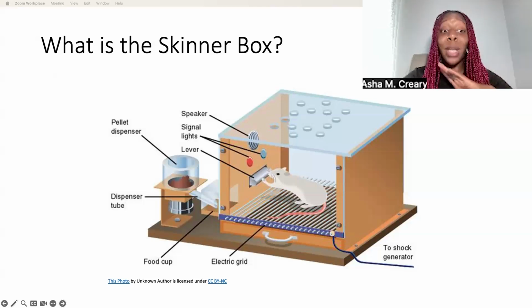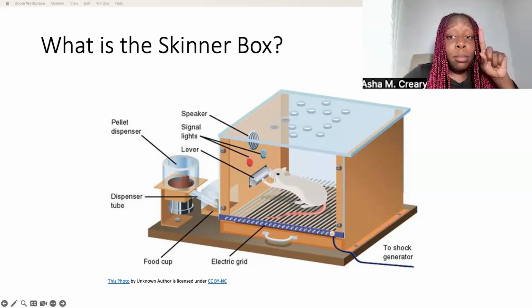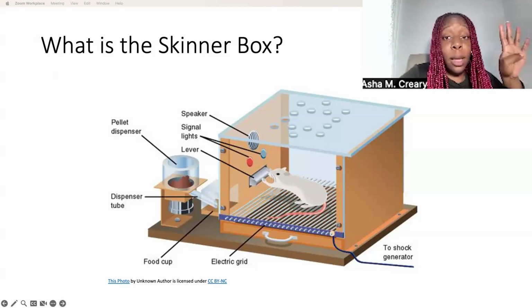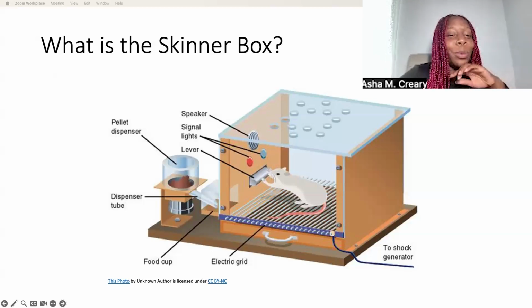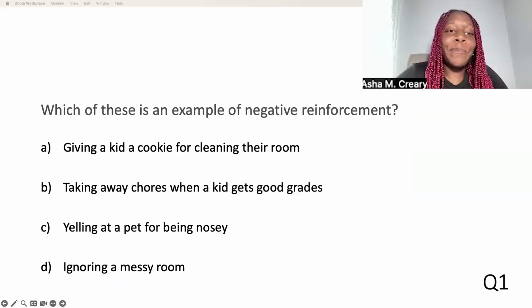All right, so that's all you need to know about Skinner. Skinner box, punishments, reinforcements or rewards, and operant. Okay, those are the 4 or 5 things you need to remember when it comes to Skinner. So now let's get into sample questions.